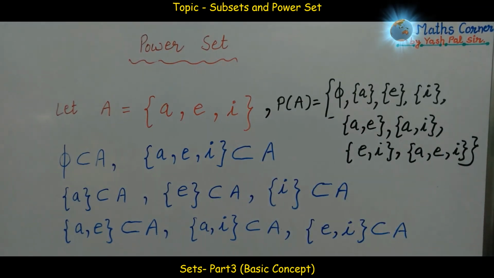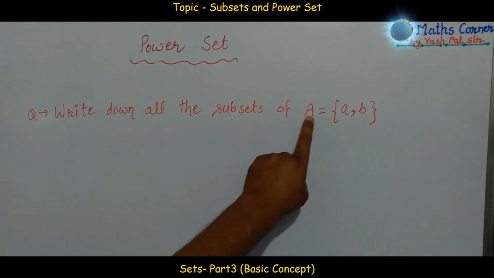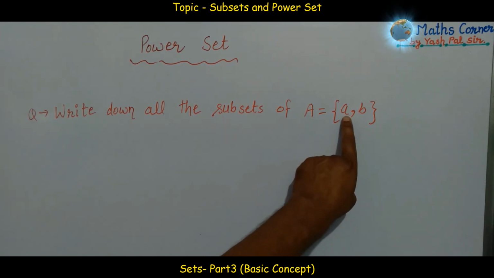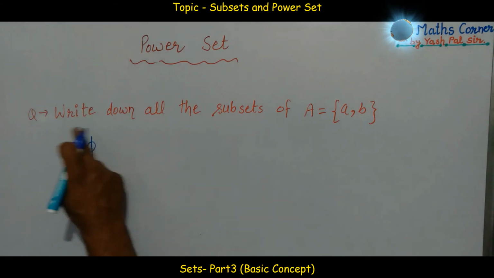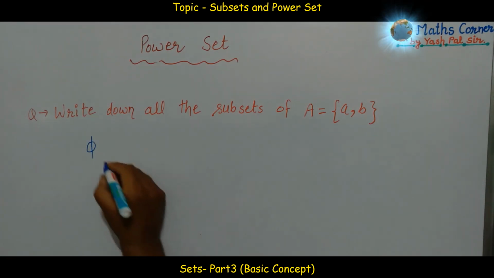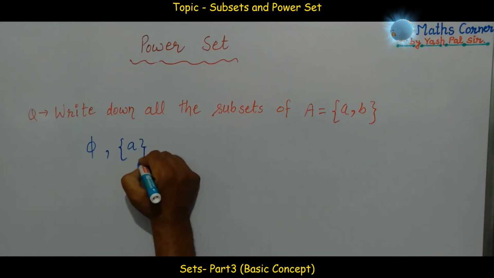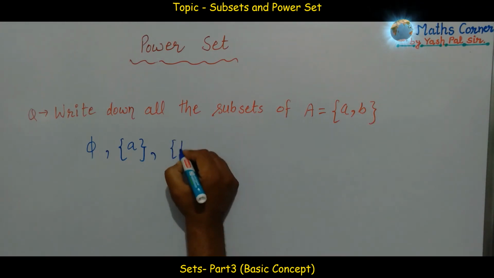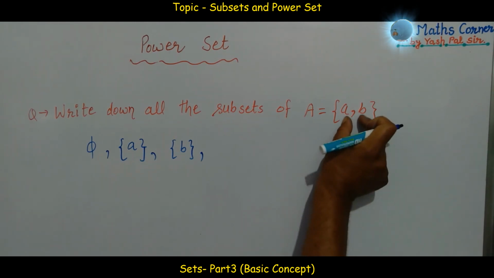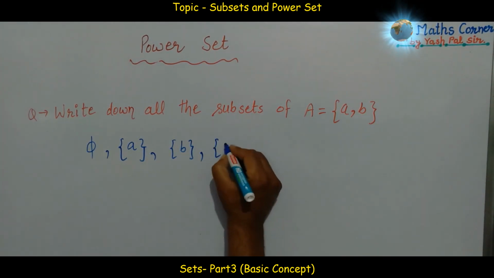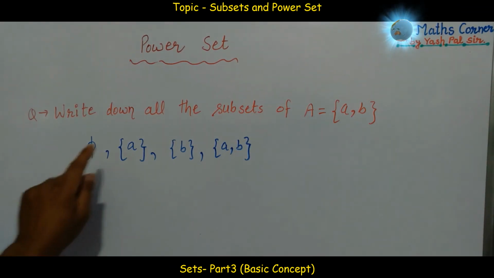Now one question we have. The question is, write down all the subsets of set A where the elements of set A are A comma B. First of all we start with phi. Phi is always a subset of every set. Second, we take single elements. First we take A, second we take B. Thereafter we take two elements, only two elements are there, so A comma B. These are the subsets of the given set.